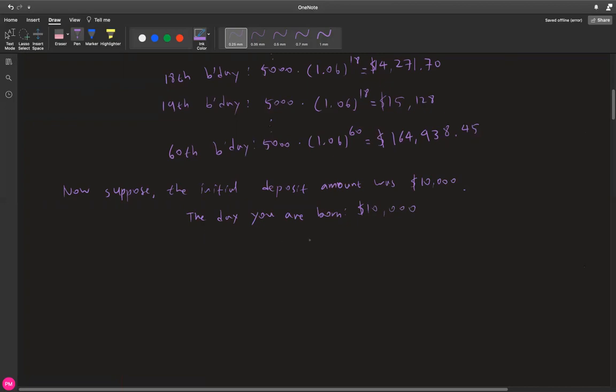And on your first birthday, I'm just going to write first birthday, you're going to have 10,000 multiplied by 1.06. And that's going to be $10,600. On your second birthday, 10,000 multiplied by 1.06 to the power of 2. That's going to be 11,236.